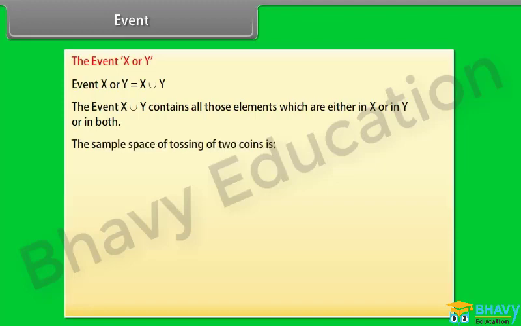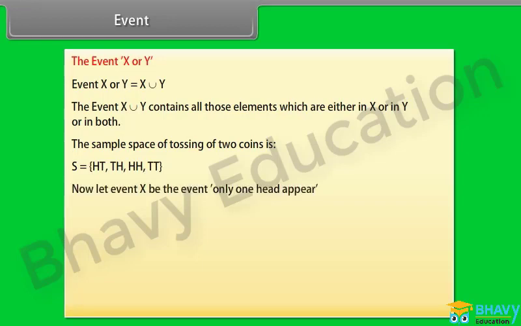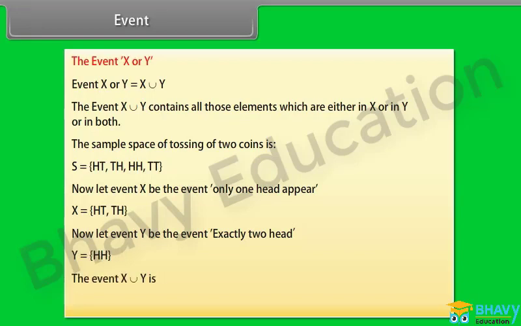The sample space of tossing of 2 coins is S is equal to HT, TH, HH, TT. Now let event X be the event only one head appears. X is equal to HT, TH. Now let event Y be the event exactly 2 heads. Y is equal to HH. The event X union Y is equal to HT, TH, HH.